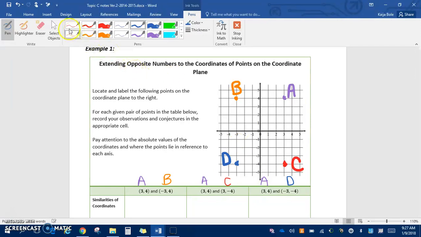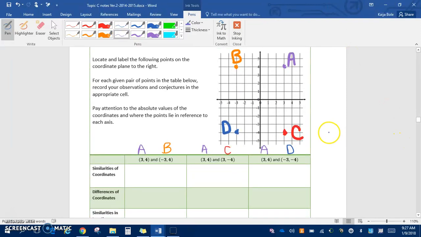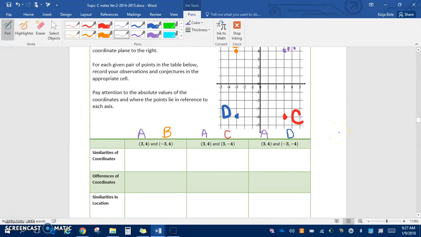Alright, so we're going to use that picture, and now we're just going to fill in some observations that we see comparing the two. In the first column, we're looking at A and B. It asks about the similarities of the coordinates, and if we look at them, just by looking at the numbers, we see that they have the same y coordinates. So that's what you're going to put in the box. Same y coordinates.